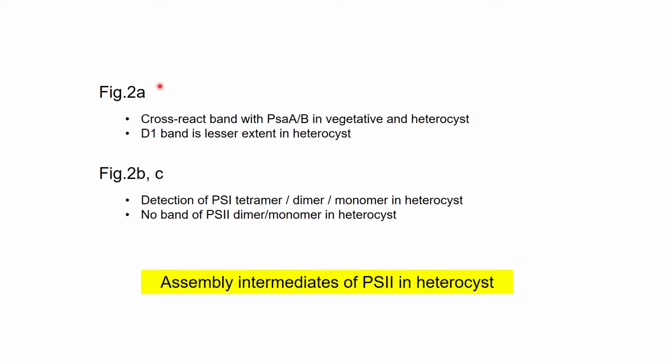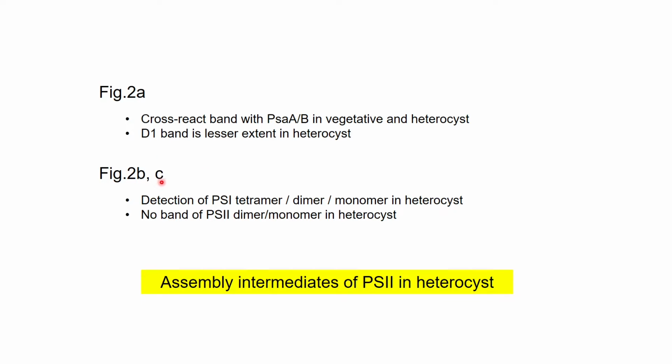Okay, figure 2a shows Western blotting analysis of heterocyst and vegetative thylakoid using PsaAB and D1 antibodies. The cross-reacting band appeared in both vegetative and heterocyst thylakoid using the PsaAB antibody. However, the D1 band is less intense in heterocyst thylakoid compared with vegetative thylakoid.